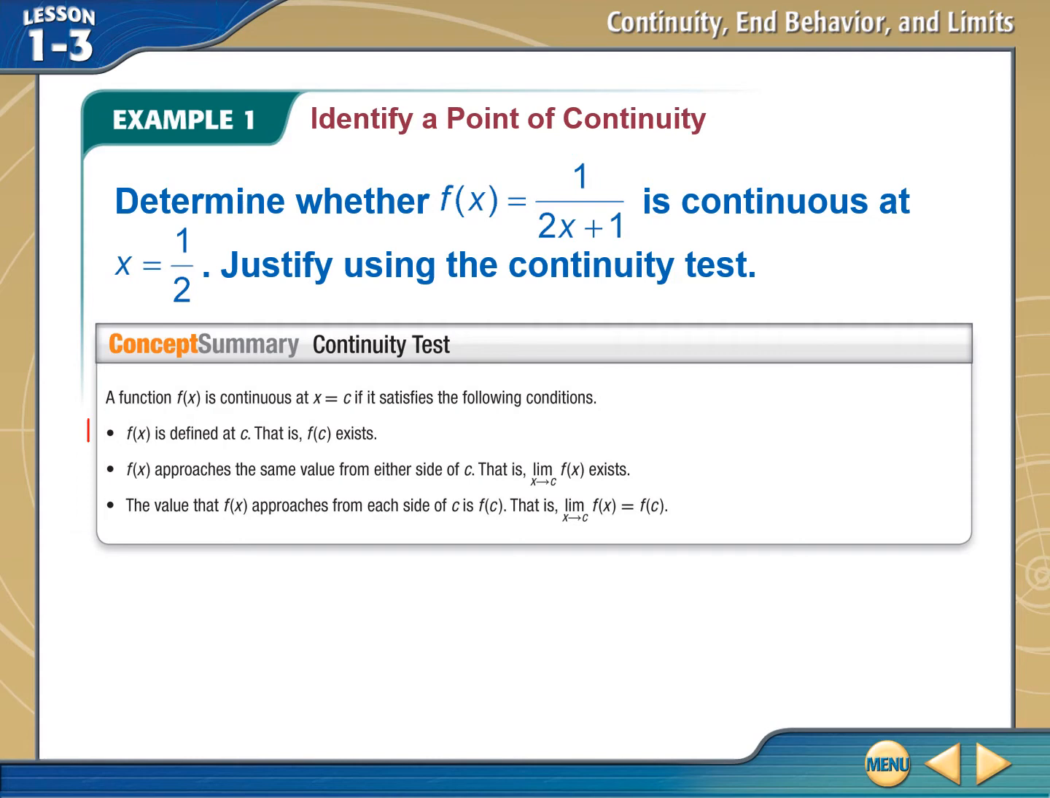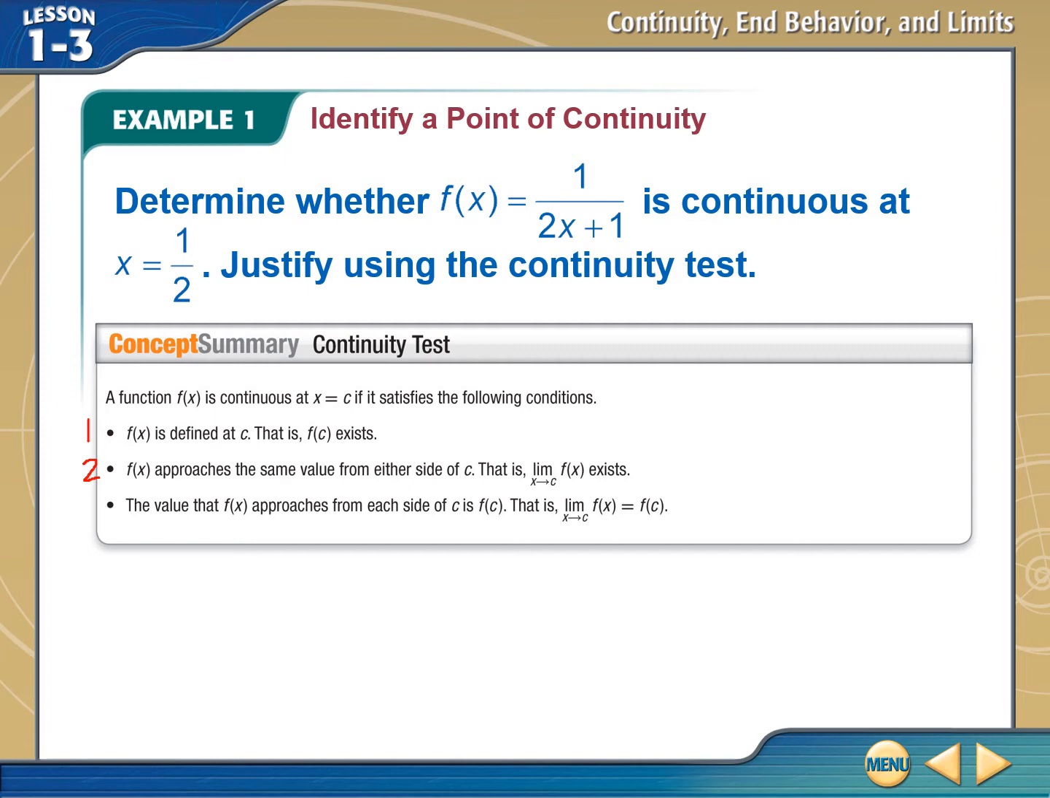What do they mean by that? They mean if I substitute this x in the function, the function is defined, or the function exists, or I don't get an error on the calculator or an undefined function. So the first thing, it has to be defined at whatever x they gave you. Number 2, f of x approaches the same value from either side of c. So from numbers that are less than half and numbers that are more than half, because c is half in this question. Is the left side and the right side approaching the same number?